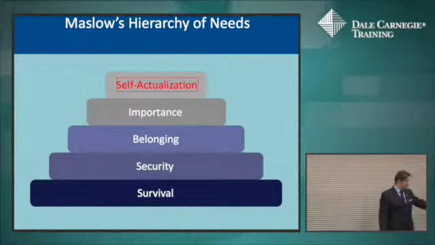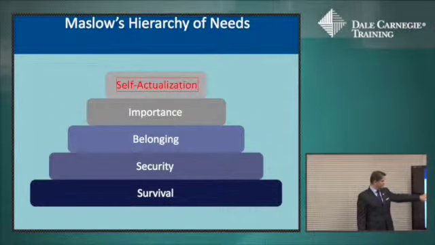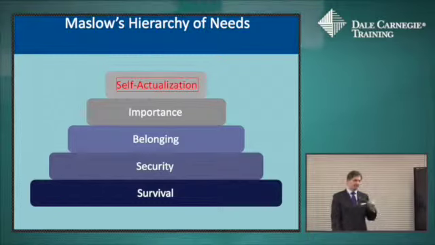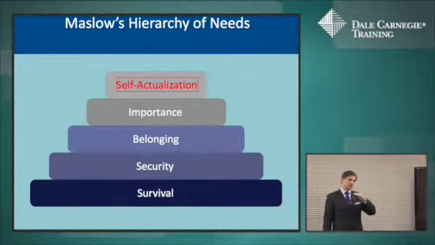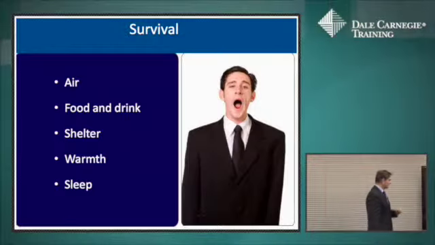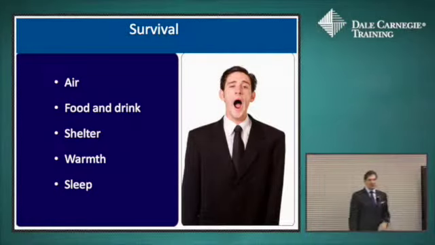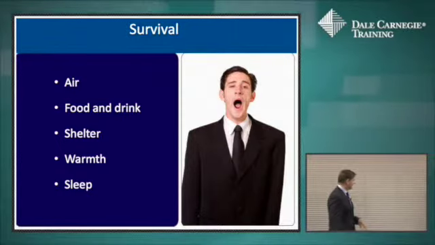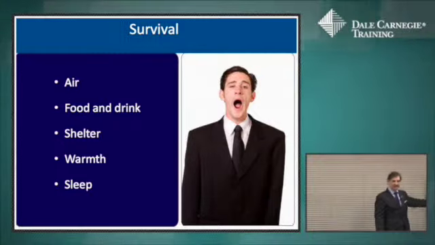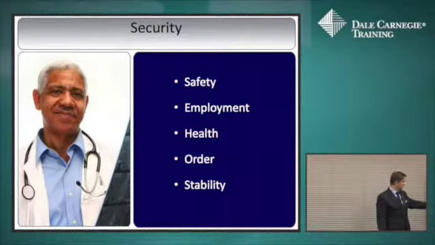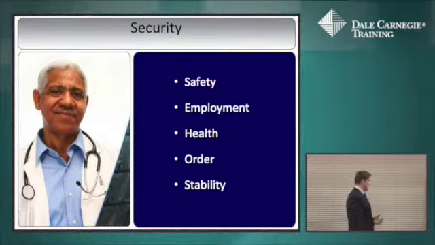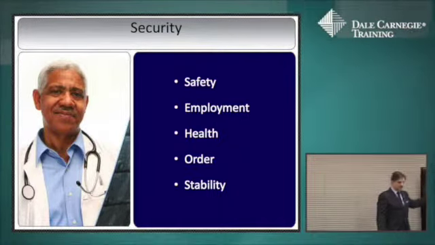Maslow's hierarchy, we have survival, security, belonging, importance, and then self-actualization. That was the thought. And the point about Maslow's theory is you need to get to one level before you can move to the next level, basically. So the point there is with survival, it's like air, food, drink, it's warmth, shelter, sleep. You've got to be able to take care of yourself. That's the first. You don't have that, forget about everything else. And then security, it's safe, medical taken care of, things are in order, it's stable, okay, there's no chaos.